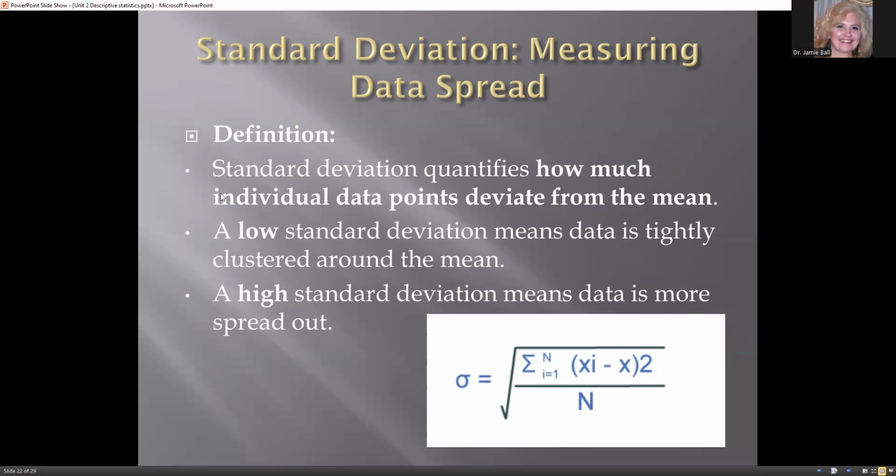All right, so a standard deviation quantifies how much an individual data point deviates from the mean. So if it's 3 standard deviations away from the mean, it's 3 major steps away from the mean. A low standard deviation means it's tightly clustered around the mean. So if it's within 1, it's close to the mean. A high standard deviation means it's more spread out. And if it's greater than 3, you have an outlier.